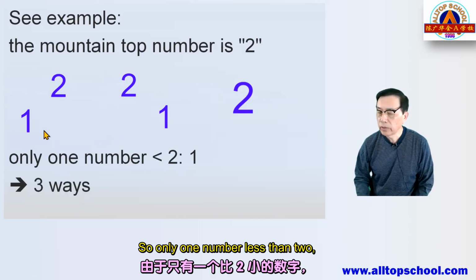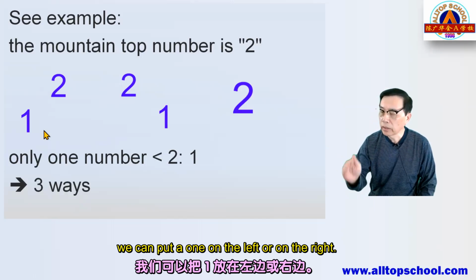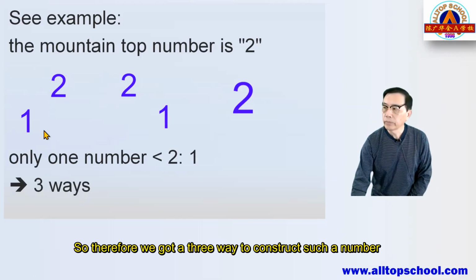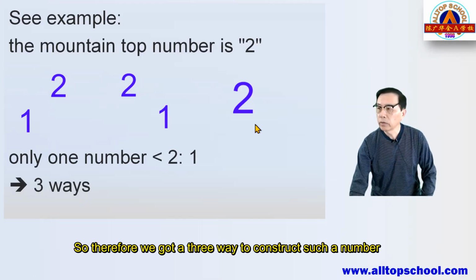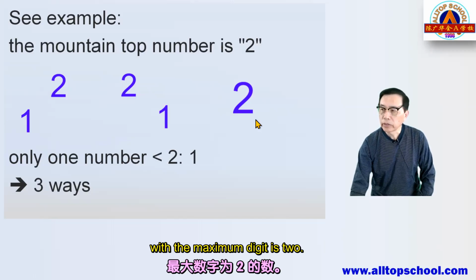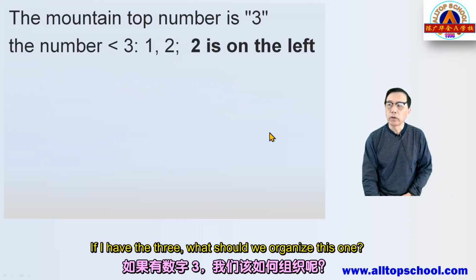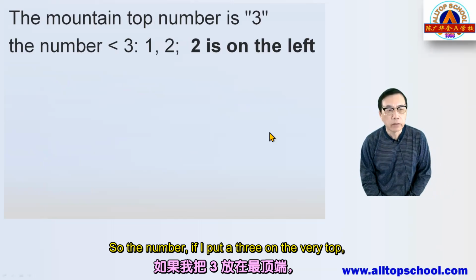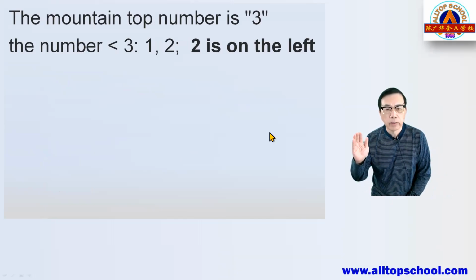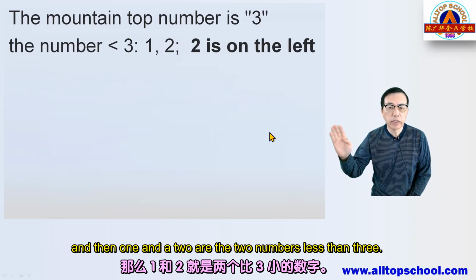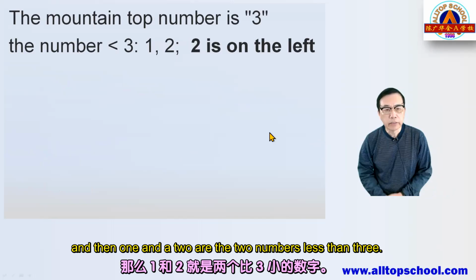So there's only one number less than 2, we can put a 1 on the left or on the right, or put a 1 nowhere. Therefore, we have 3 ways to construct such a number with the maximum digit 2. If I have the 3, how should we organize this? If I put a 3 on the very top, then 1 and 2 are the 2 numbers less than 3.